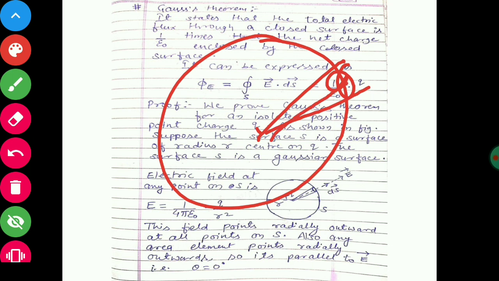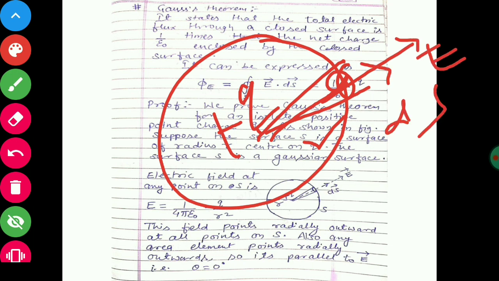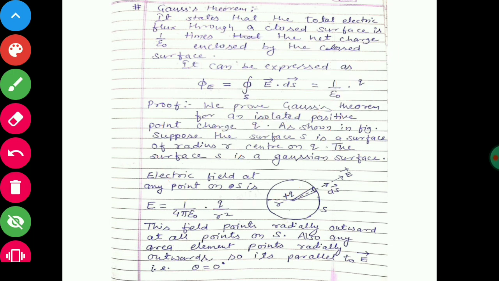The radius is R. Due to that positive charge, the electric field is outward and ds is also outward, so both are parallel to each other. Now we prove Gauss's theorem for an isolated positive point charge Q as shown in the figure. Plus Q charge is placed at the center of the sphere.